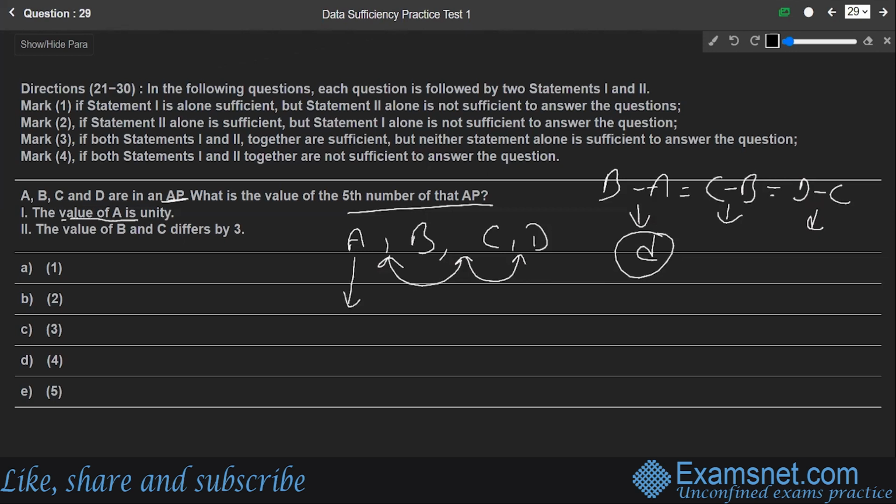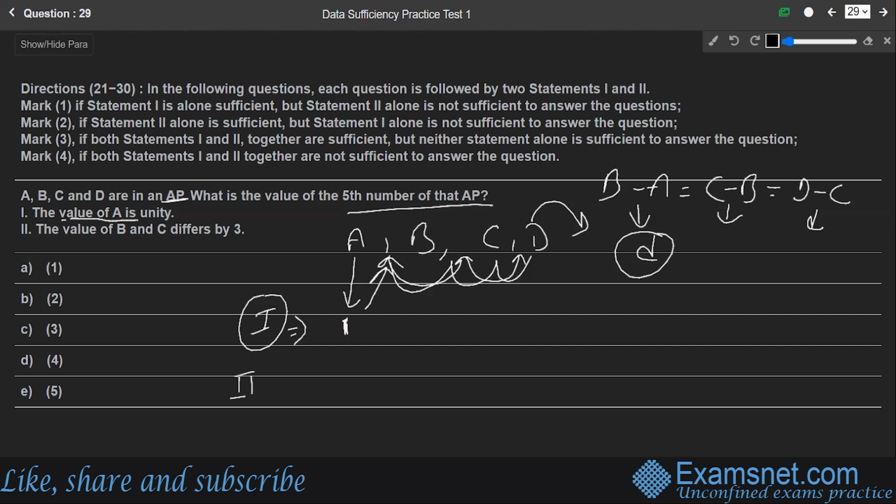Okay, so the first statement says the value of A is unity. Unity means 1. This is statement number 1, providing the information. If the value of A is 1, can we find out the value of the next number after D? We cannot, because only the first number is given, but what is the difference that is to be added every time to the first term to generate the second term? That common difference is missing. So clearly statement number 1 alone is not sufficient to answer the question.